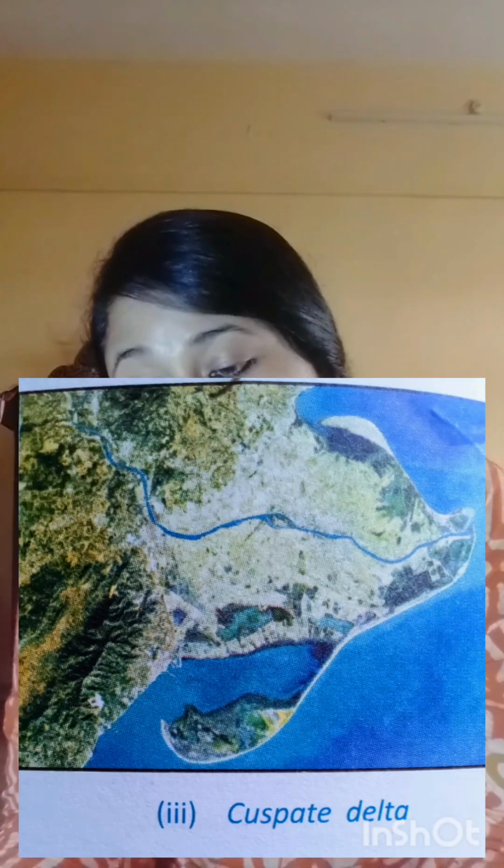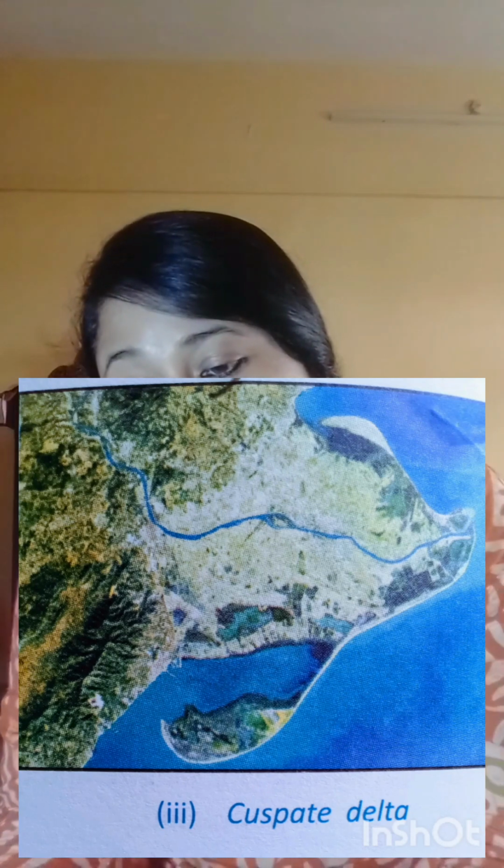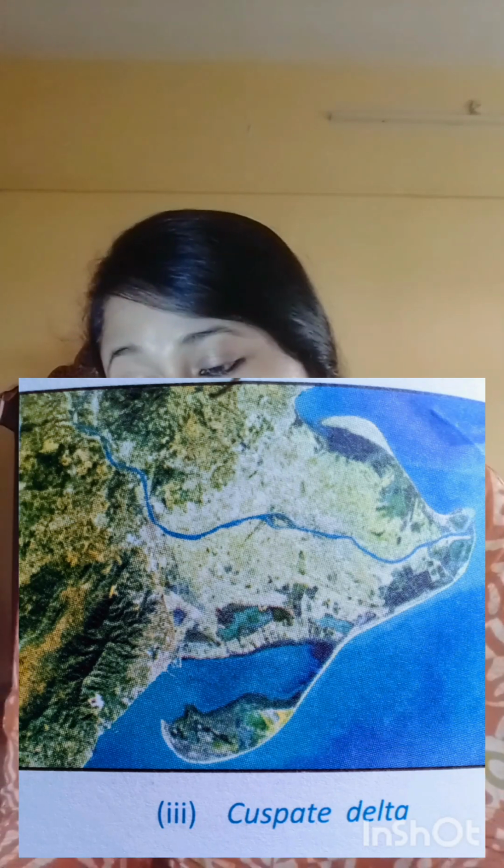The next one is the cusped delta. A cusped delta is formed when a river drops sediment onto a straight shoreline with strong waves. Accretion and progradation of sand and shingle extend outwards in tooth-like projections at the mouth. Example, the delta of the Ebro in Spain. I am showing you the examples with pictures.